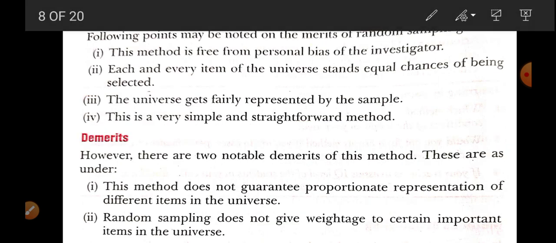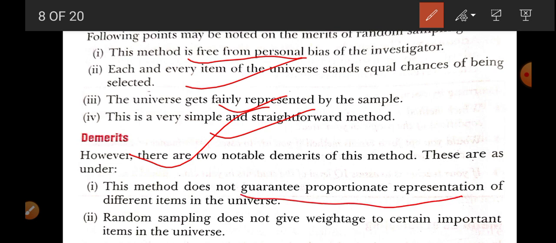Now the merits of this method, that is random sampling: it is free from bias. What is bias? Bias means partiality; knowingly no one is selected, knowingly no one is disqualified. Everyone gets an equal chance. There is fair work, that is, no bias. It is very simple and straightforward. You can use it. There is no need to do a lot of research and a lot of work. Now the demerits.